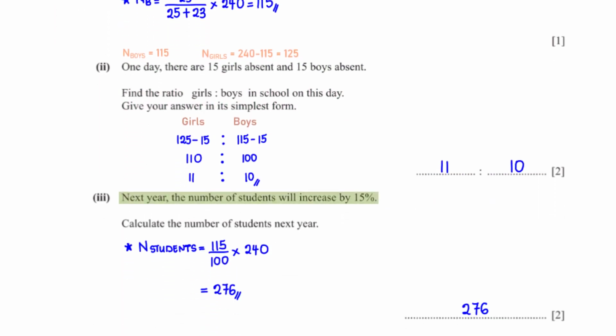When we divide through the ratio by 10, we get 11 is to 10, which cannot be simplified further. Next year, the number of students will increase by 15%. Calculate the number of students next year. If the number of students will increase by 15%, then we add 15% to 100%, giving us 115%. So the number of students for next year would be 115% of 240, which is equal to 276.